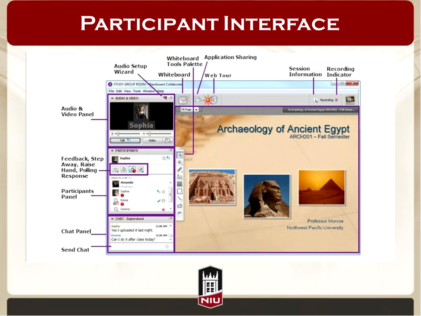Above the whiteboard, there are some other buttons for different features, and they're actually grayed out for participants. You'll notice that the whiteboard, application share, and web tour buttons are grayed out because participants by default cannot launch those tools. They have to be granted that permission by a moderator.